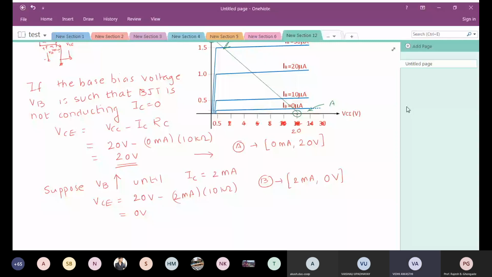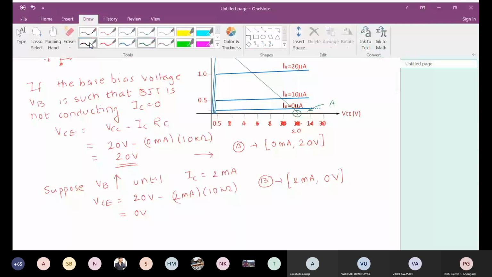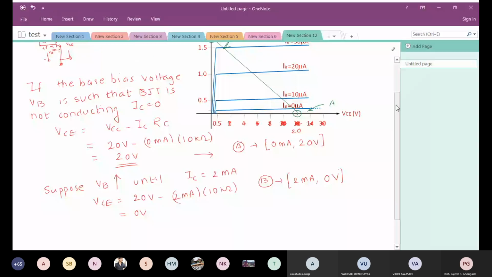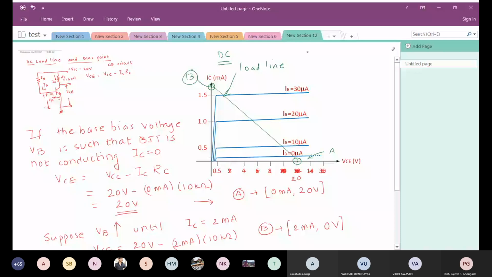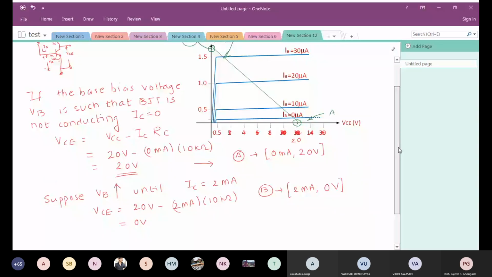Now remember one thing very, very clearly, that these endpoints of the load line are hypothetical points. Means what? In real life, these points will never occur. Why will it never occur? Let us think about it. Why will these 2 points never occur? This is just a way of finding out the load line, but they will never occur in reality. Why?